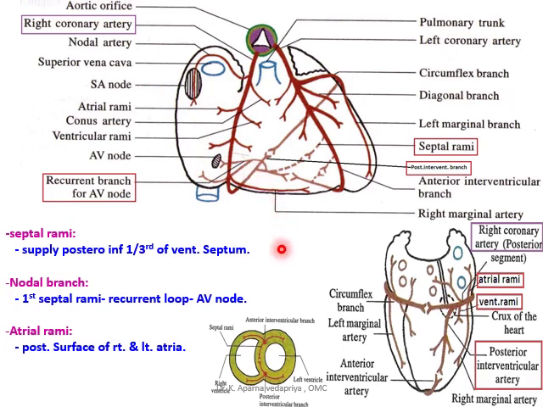Now coming to the atrial rami. So these are the atrial rami, you can see. These atrial rami supply the posterior surface of the right and also a part of the left atrium nearer to the interatrial septum.